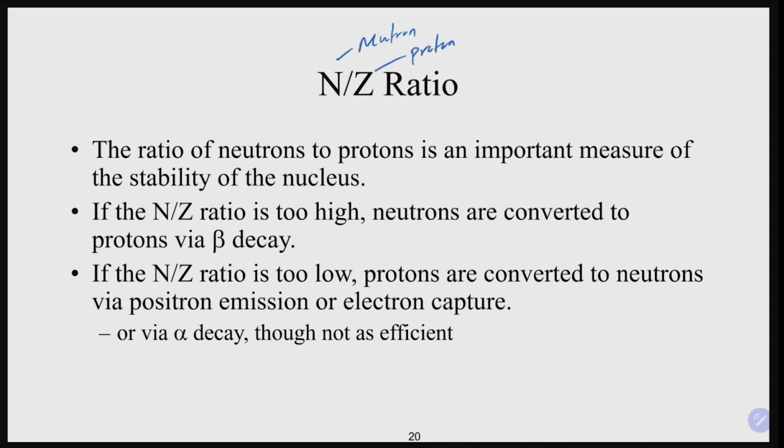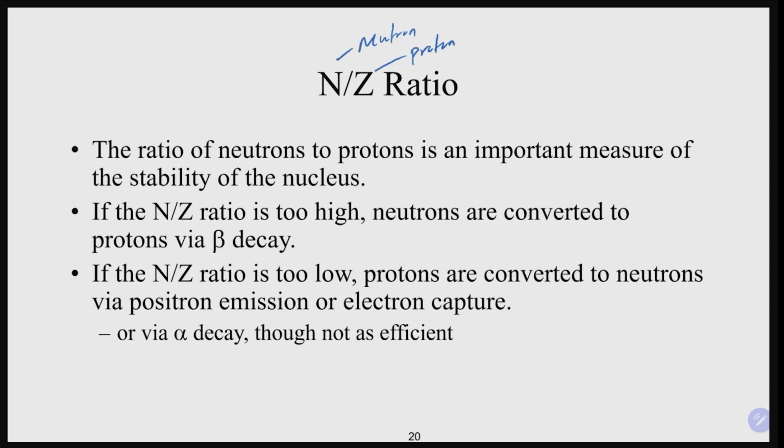What will happen is it will go through radioactive decay to try to bring itself back down to being more stable. In this case, neutrons are converted to protons via a beta decay. So if you calculate the neutron to proton ratio and it's too high, that nuclide will go through beta decay. It may not make it a perfect ratio, but it should move it back down to a more acceptable, a little bit more stable ratio.